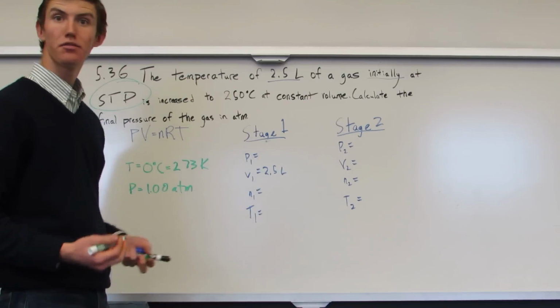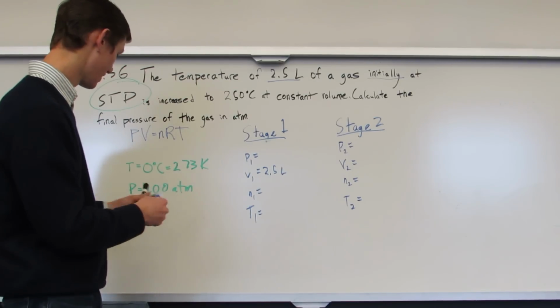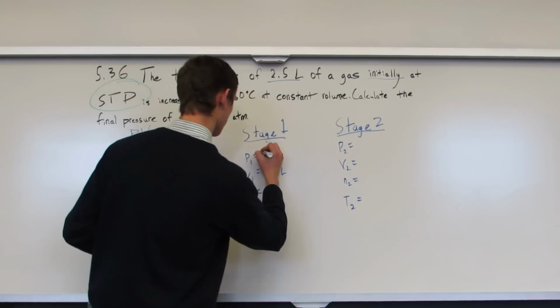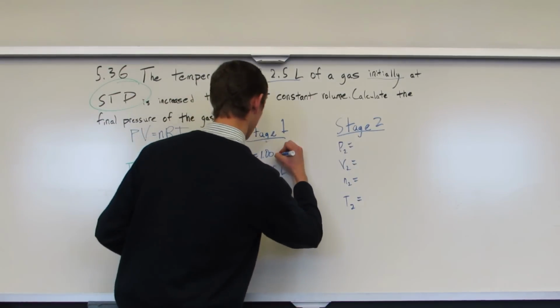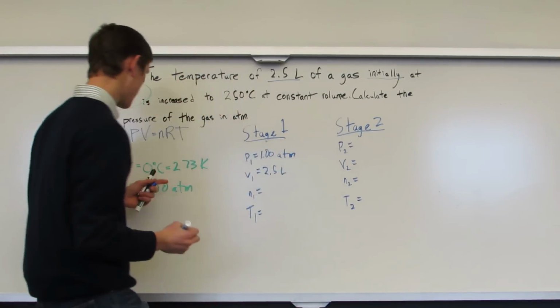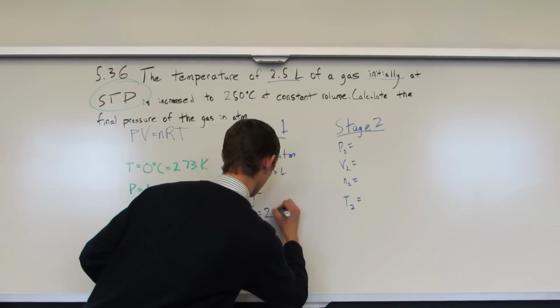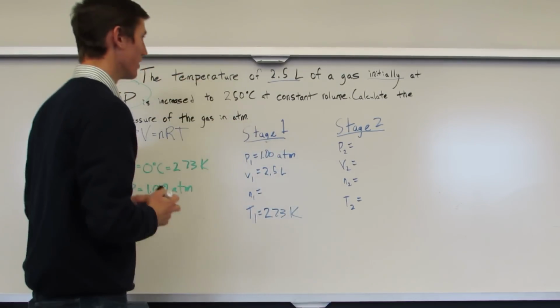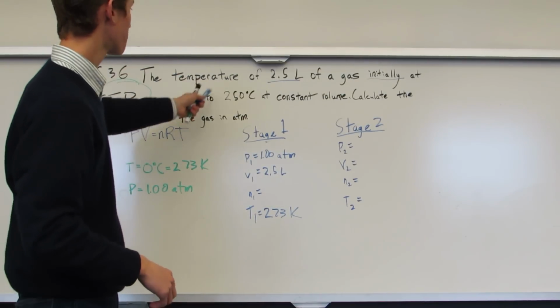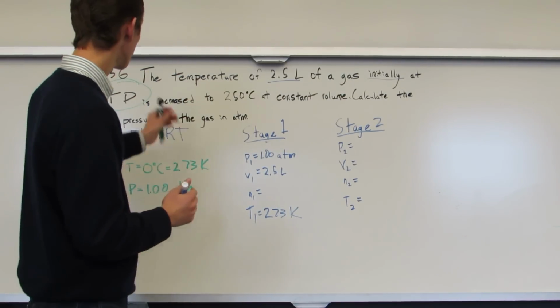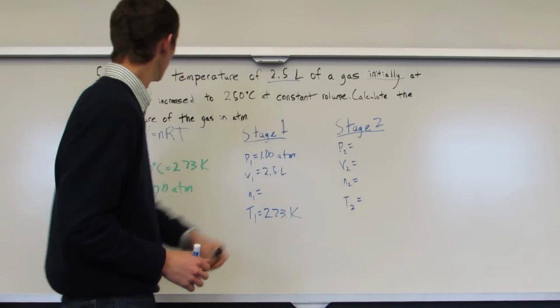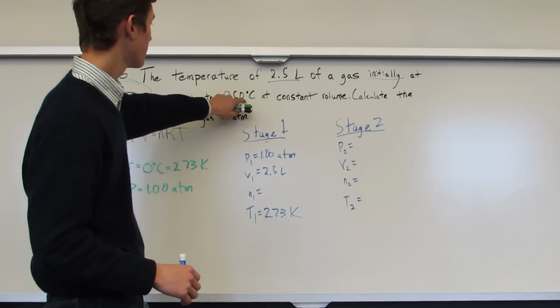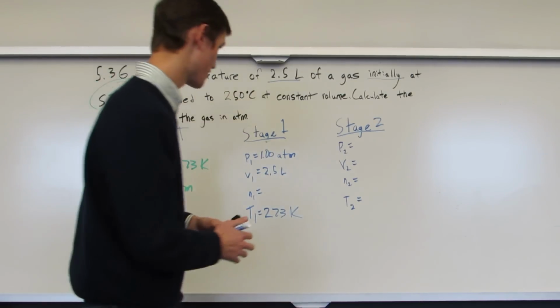So we're going to fill that out for our stage 1 information. So P1 is 1.00 atm. Then our T1 here is 273 degrees Kelvin. Okay, let's keep going. So it is increased to. This is kind of our shift to our stage 2. So it's increased to 250 degrees Celsius. So that's a new temperature.